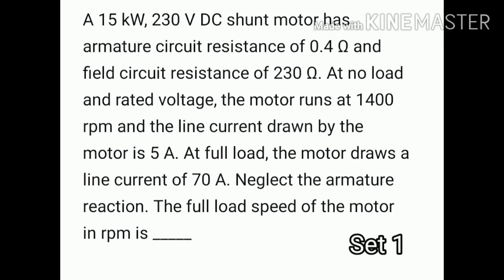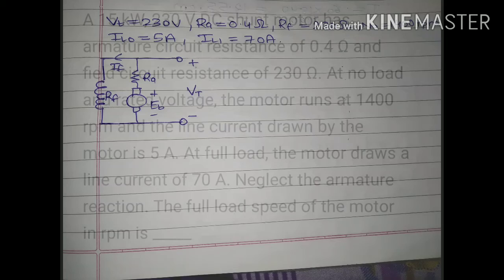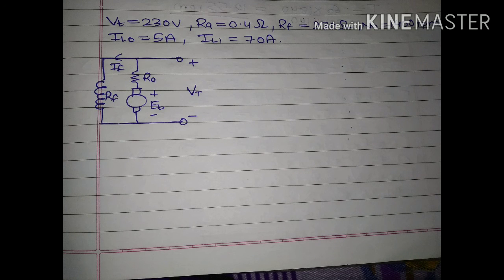This is the question of set 1, and in this question we have to find out the full load speed of the motor. First of all, I extracted all the data given in the question: the terminal voltage, armature resistance, field resistance, no load speed, no load current, and the full load current. And then I have drawn a circuit of the DC shunt motor.